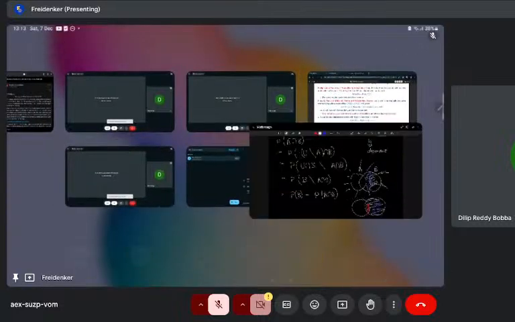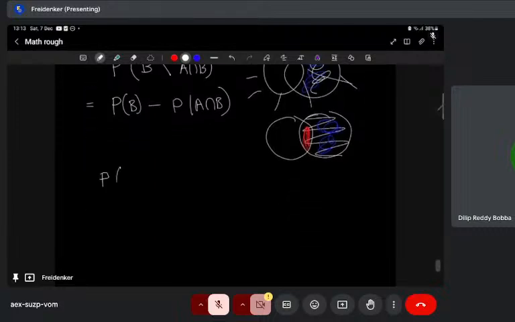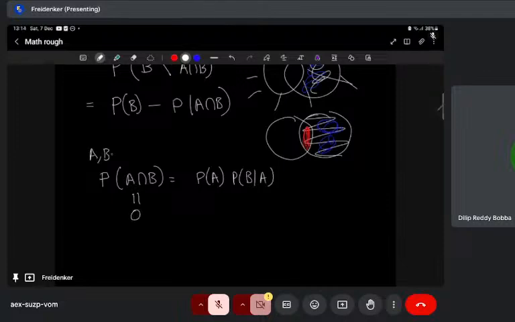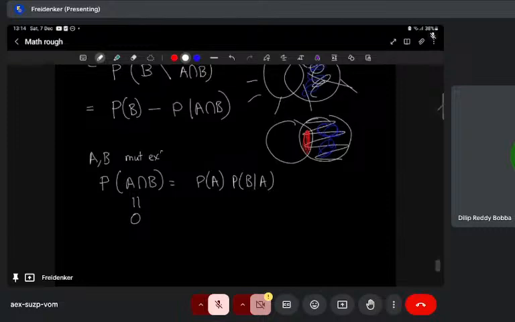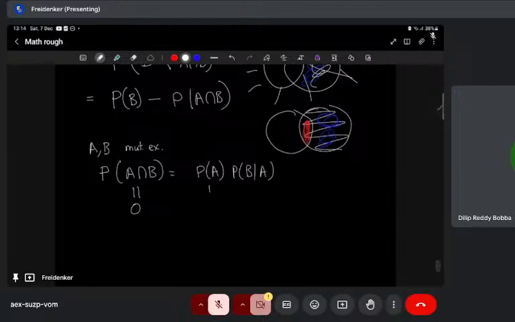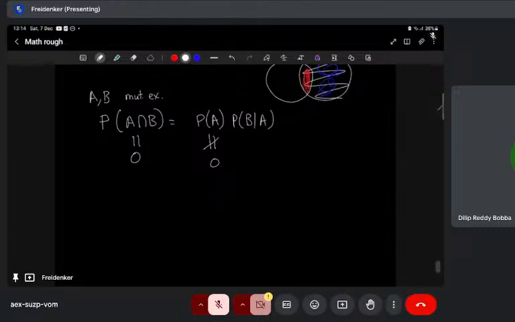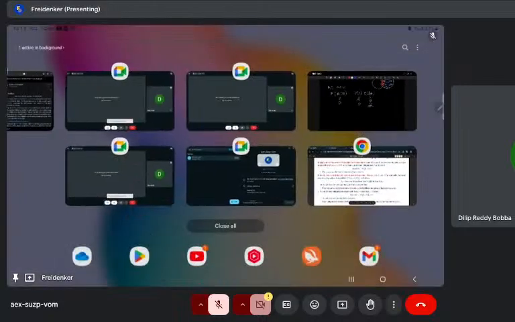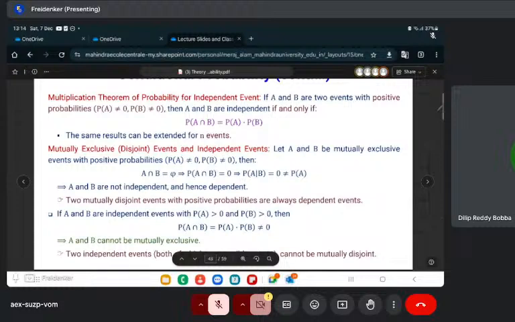Let me just write this. I can write that probability of A intersection B is probability of A into probability of B given A. But I just showed that this is 0 for A and B, which are mutually exclusive, right? But I also took the assumption that probability of A is not 0. That would mean this has to be 0. So probability of B given A has to be 0, isn't it? Or A given B, whatever is the order.